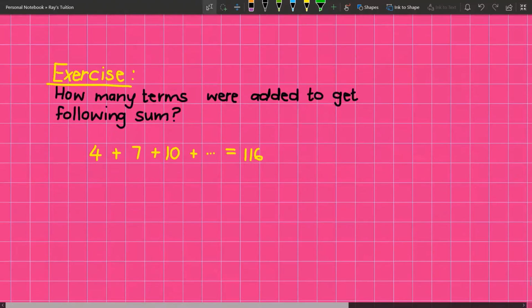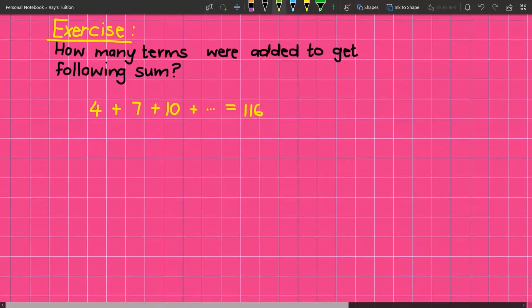It says how many terms were added to get the following sum. First of all, we have to check that it is arithmetic. So 7 minus 4 is 3 and 10 minus 7 is 3. So it is linear, or arithmetic. That is good. The second thing is we have to put in the formula. So it's arithmetic, so the sum formula is Sn is equal to n over 2 times 2a plus n minus 1 times d.